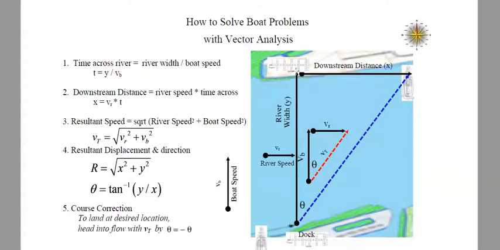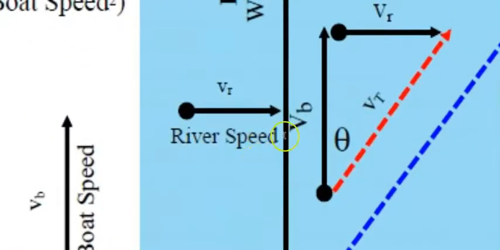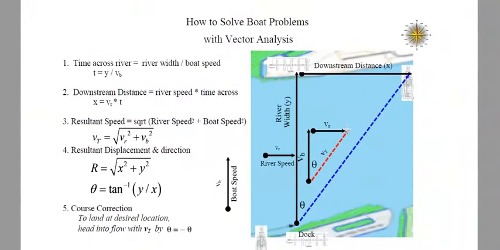But while it is traveling across the river, in this case the northward direction, there is an eastward river speed pushing to the right. The boat has a combined motion of its own velocity plus the river's velocity. This is exactly like the crosswind of the airplane, except we're applying it to the boat.